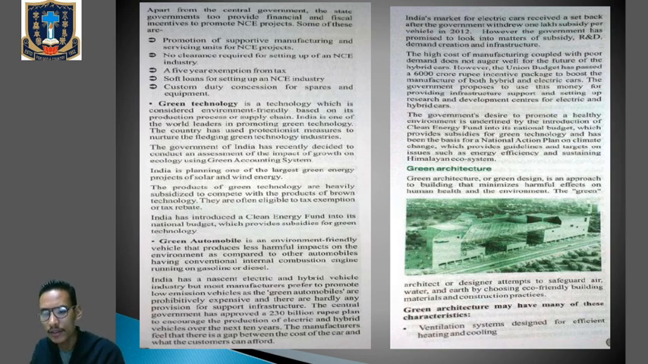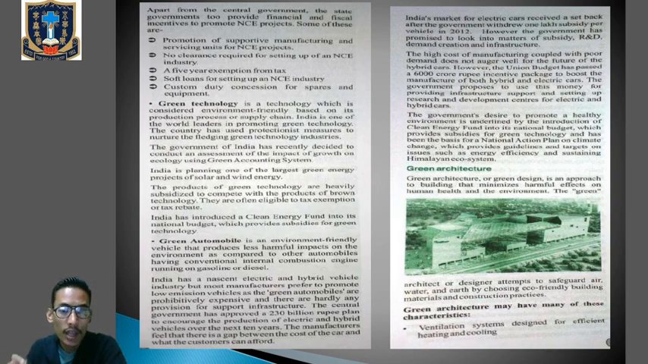Because the central government and the state governments both are coming forward for the development of non-conventional energy projects. So how are they coming forward? Mainly by promoting supportive manufacturing and servicing units for NCE projects. Number 2, no clearance required for setting up an NCE industry. So whenever anyone tries to set up an NCE industry, there is no need for clearance.